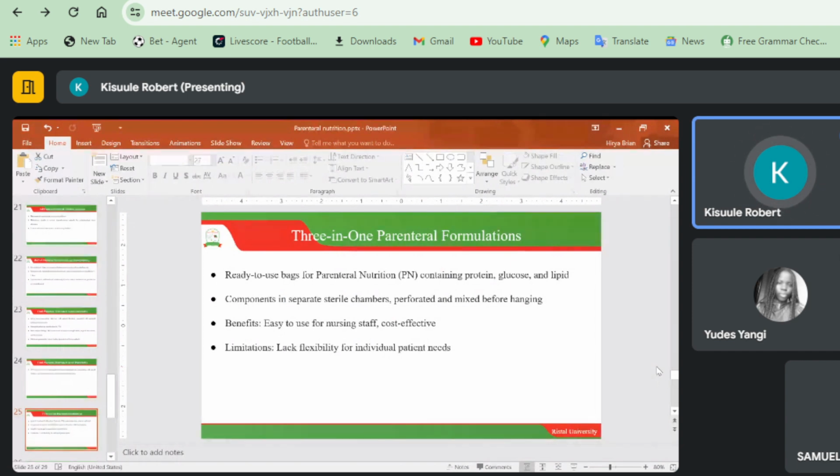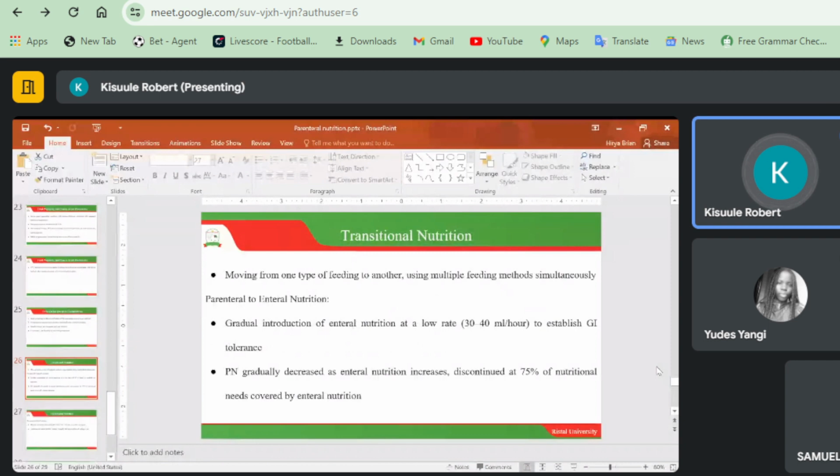So we are looking at the challenge being that there is a lack of flexibility, a lack of knowing what to do if a person comes with a unique requirement. How are you going to handle that? In transitional nutrition, we are moving from one type of feeding to another, using feeding methods simultaneously, from parenteral to enteral nutrition. This means we are going from a severe illness to a little milder, then to optimum health.